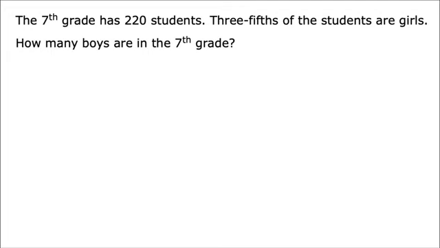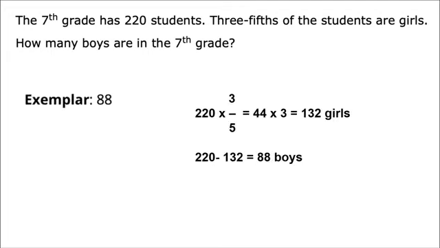Okay, now that you worked on the problem, let's see if you got the correct answer. So if you said 88, that is the correct answer. So how do we do this problem? You take the total amount of students, which is 220, and you times it by the fraction to find out how many girls you actually have.